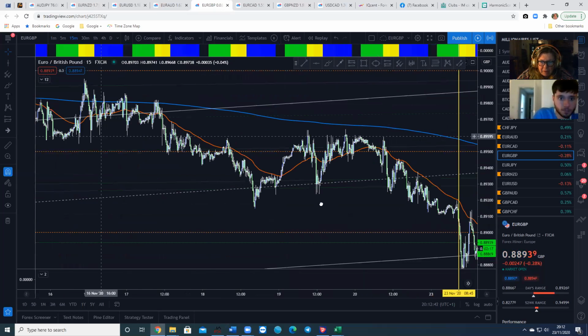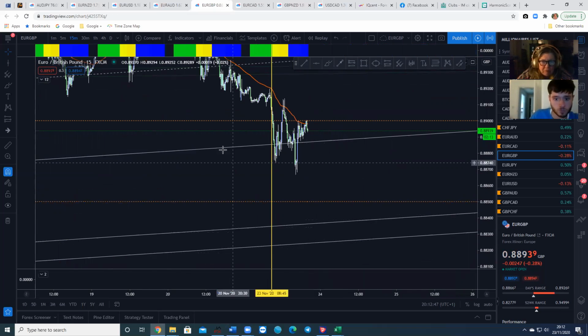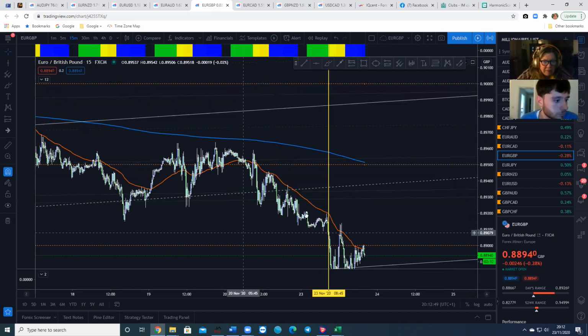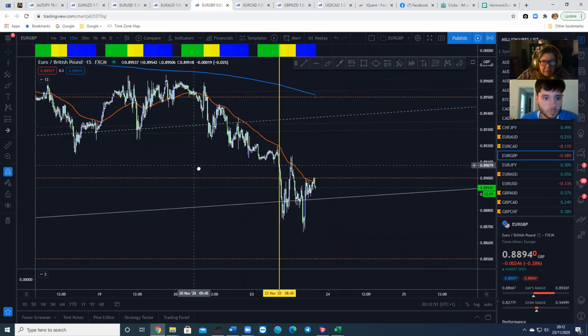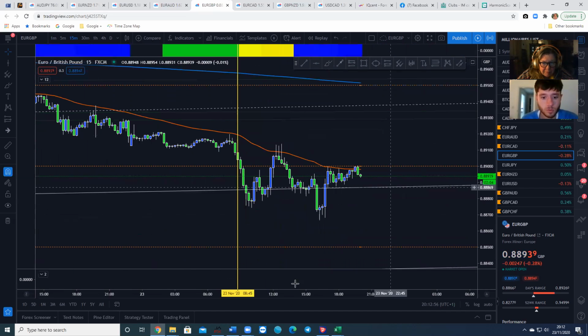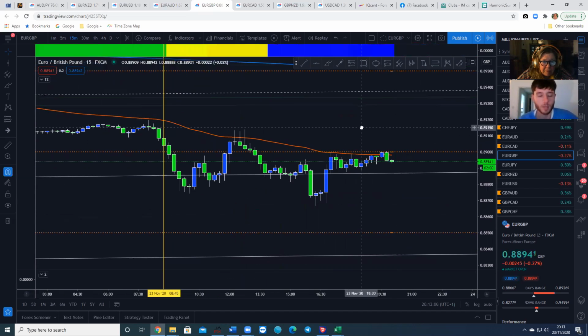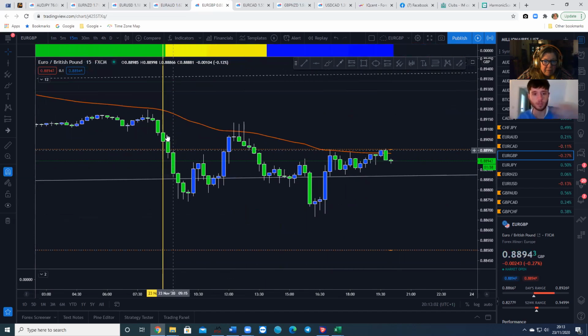So then you've come into London. There's the outer extensions for it coming right back down. So you've come in at London. I'm on the 1 minute. So this is coming into London now. Yeah, yellow is London.